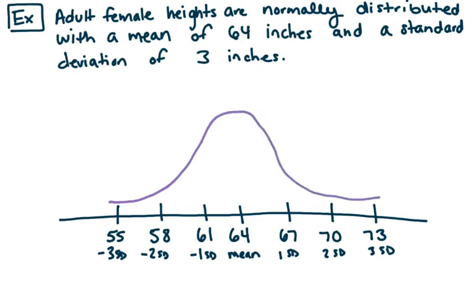All right, so here's our mean. It goes in the middle. With normal curves, 50% of your data is to the left of the mean, and 50% of your data is to the right of the mean.